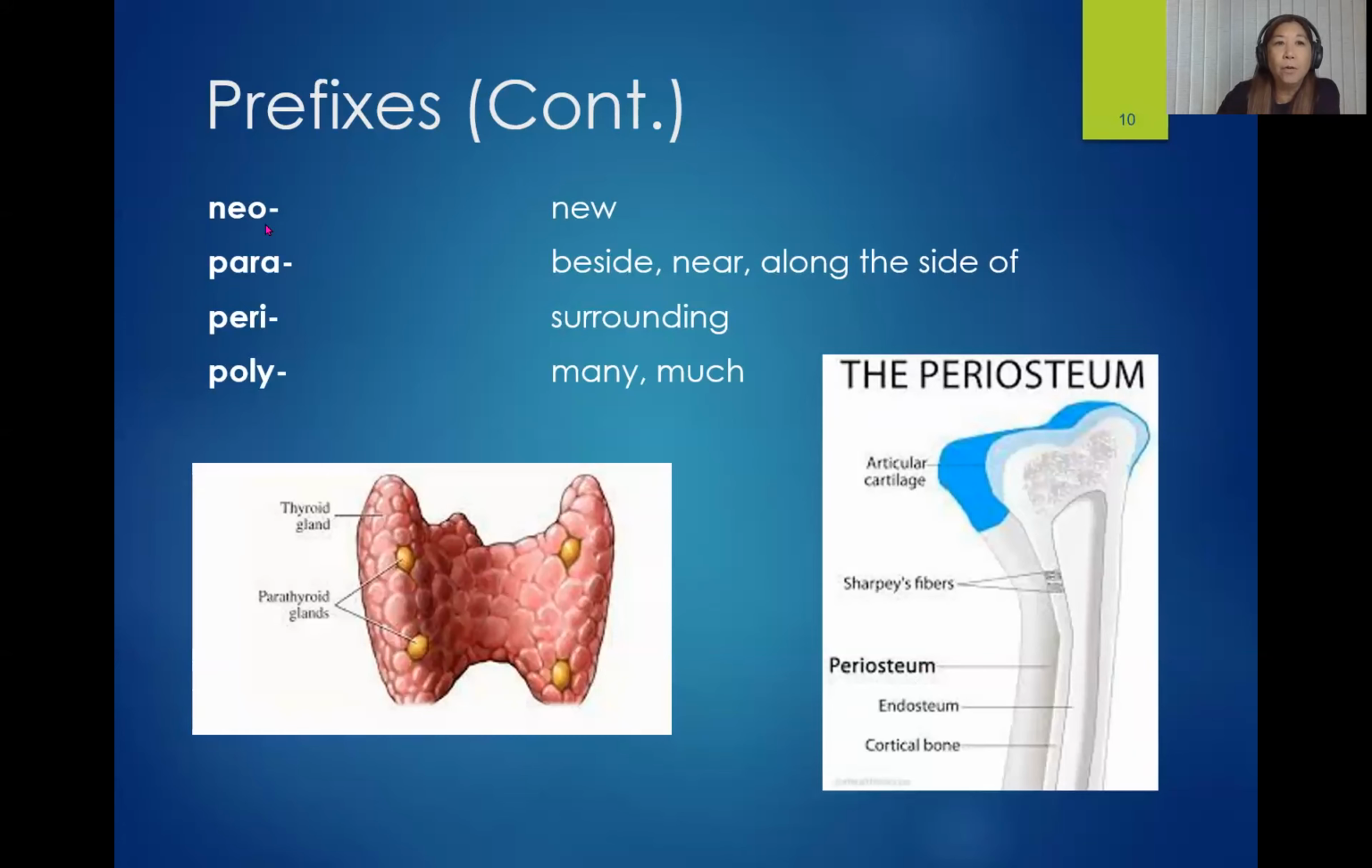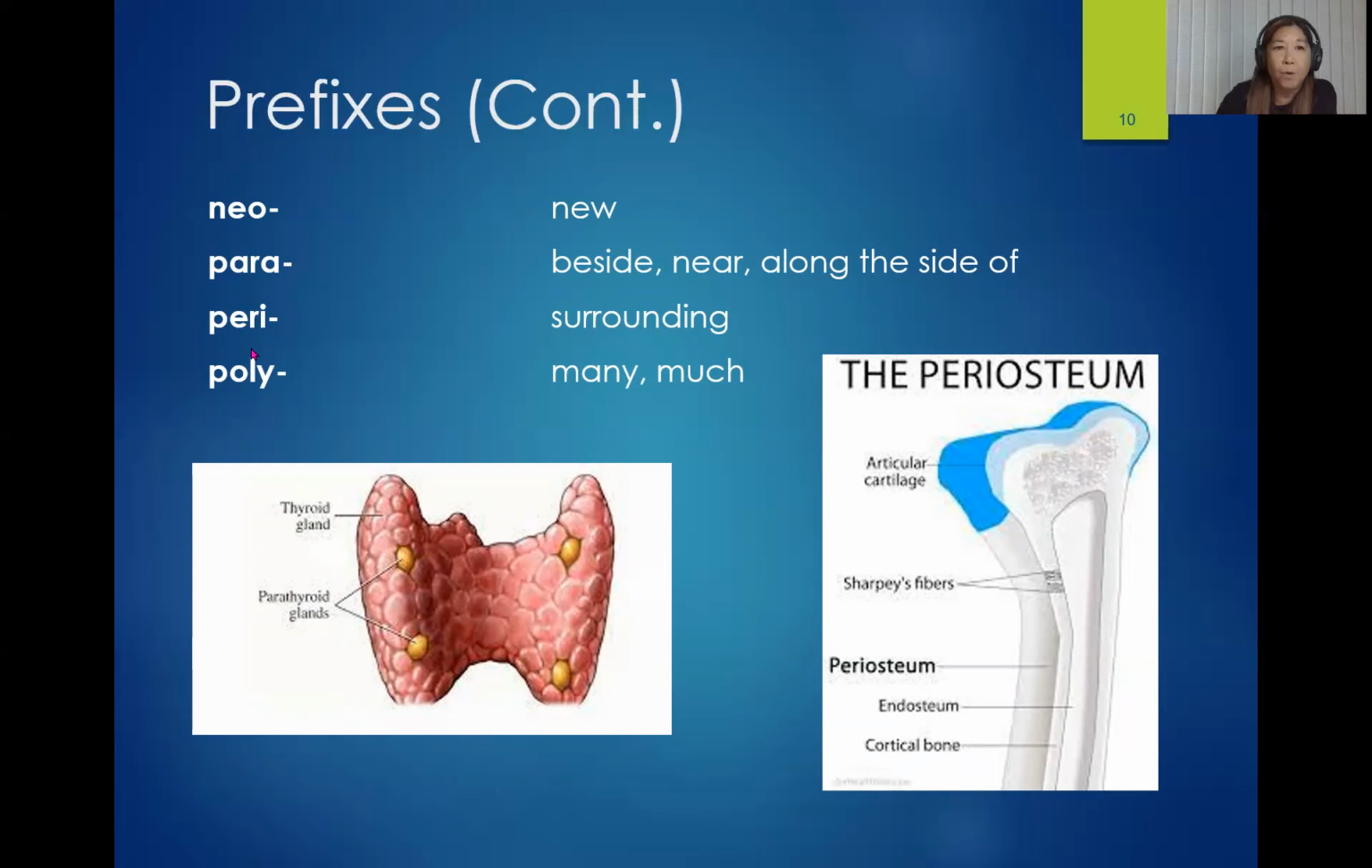Neo just means new, right? So if we have a neoplasm, this is new growth of tissue. Para means beside or near or along the side of, right? So the parathyroid glands are beside the thyroid gland. So the red is the thyroid gland and the parathyroid glands are embedded within the thyroid tissue, right? So they're right alongside the thyroid tissue. You can also have something like para-aortic lymph nodes, right? Which are beside the abdominal aorta.